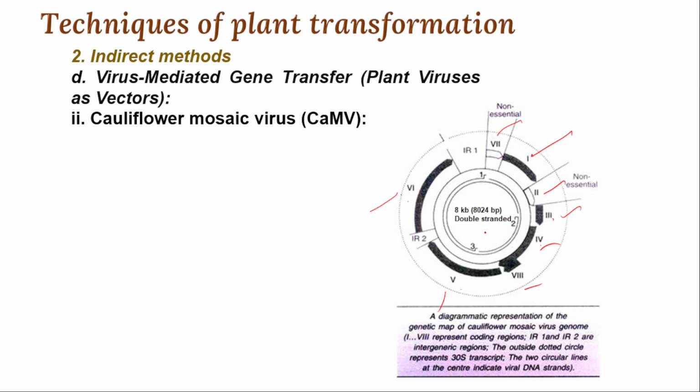In that, only some regions are essential for the transformation, while the seventh and second regions are not essential. So in this small region we can insert our gene of interest, but the only drawback is that the desired gene should be limited. We cannot accommodate bigger DNA in the case of cauliflower mosaic virus.